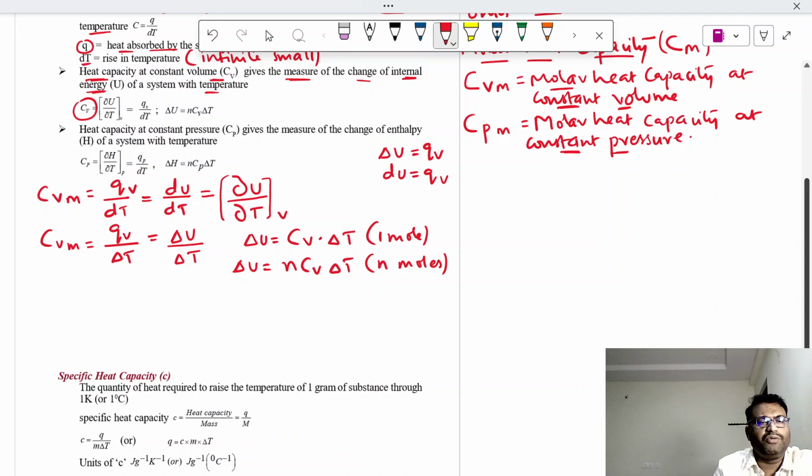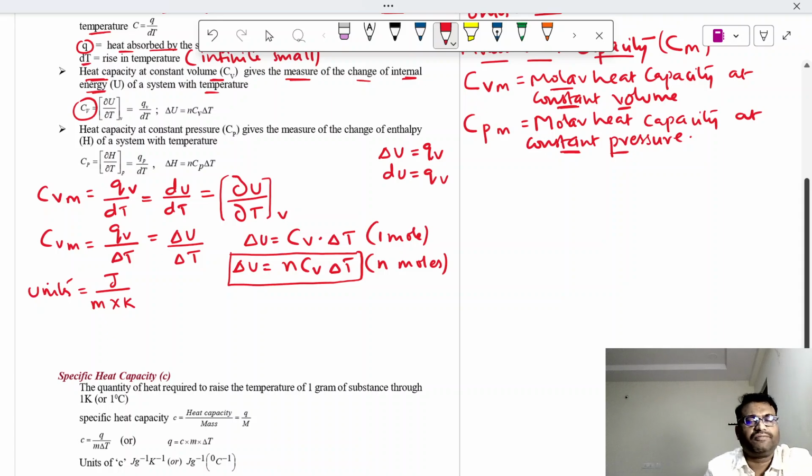So then what will be the units for CV, molar heat capacity? Joule per mole per Kelvin. Okay, so delta U is equal to n CV delta T. You need to remember this formula. Based on this, we are asked questions in JEE Main, whatever the competitive examination we write.